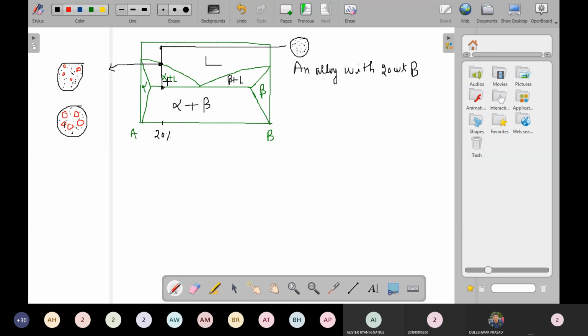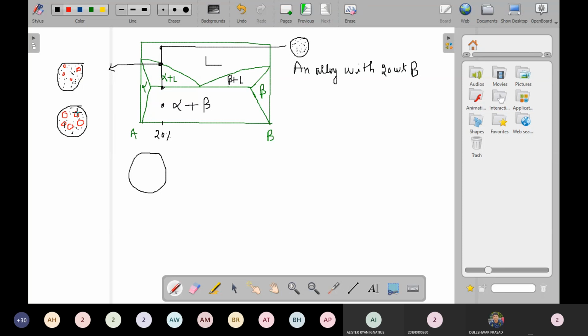So here alpha will be there, and if you come down from this point, you can see that whatever alpha was present initially will remain as such. Now whatever liquid is present at this point is going to change into alpha plus beta. So if I cool to this point, what will happen? It will look like this.